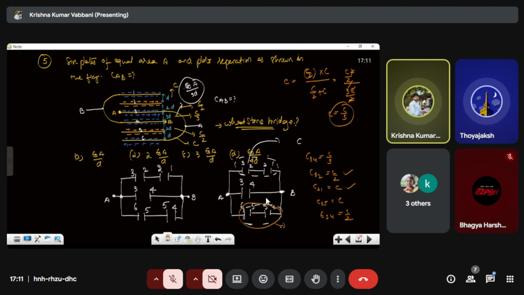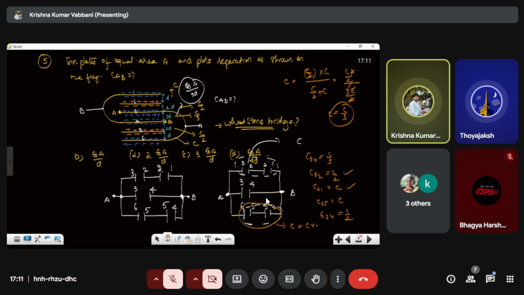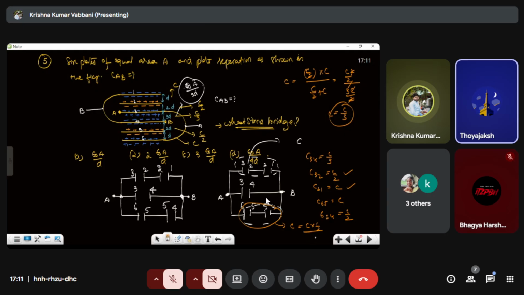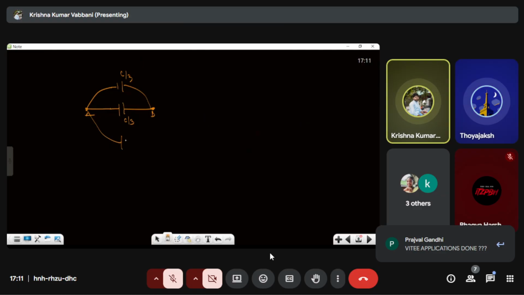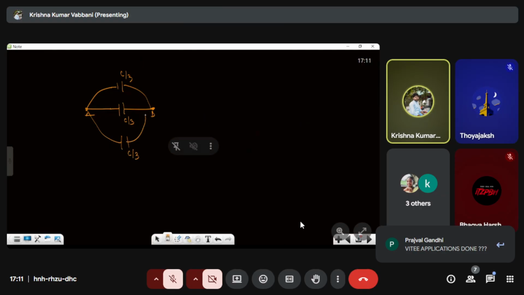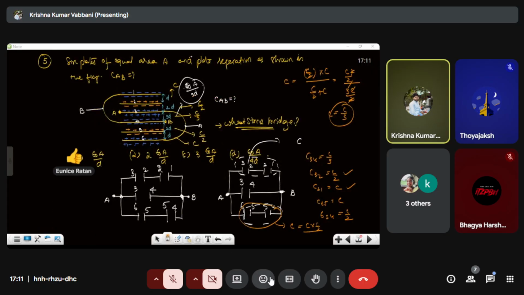And this is also series. How much did I get in series? This C is C into C by 2 over C by 2 plus C by 2. So the resultant is going to be C by 3. So all are in parallel. That's why the answer is going to be 3 times C by 3. The answer is C, nothing but epsilon naught A by D. Does everyone understand this question?